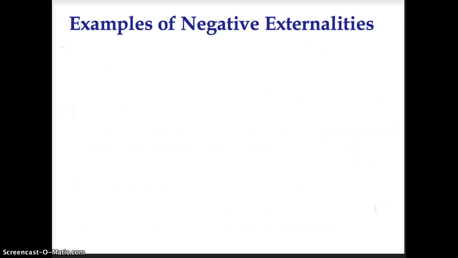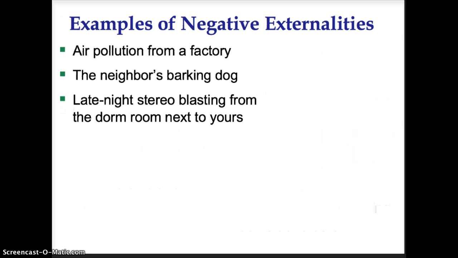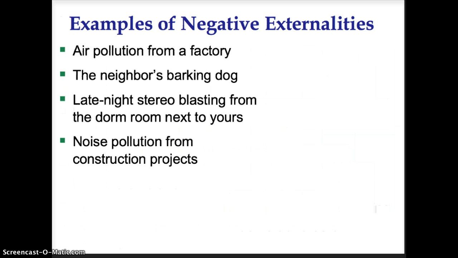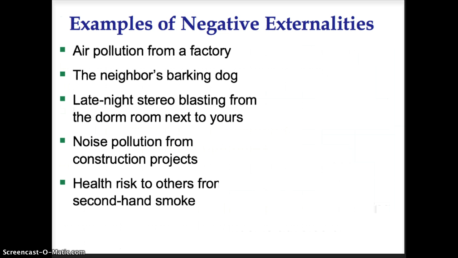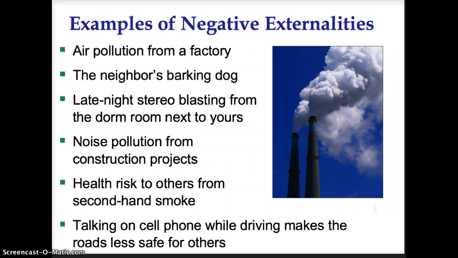Here are a few examples of negative externalities in which a bystander is adversely affected by someone else's actions. Air pollution from a factory, a neighbor's barking dog, a loud stereo from a neighbor, noise pollution from a construction project, secondhand smoke, or talking on a cell phone while driving.